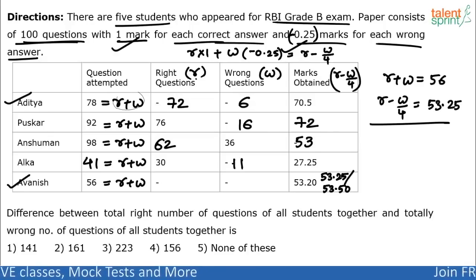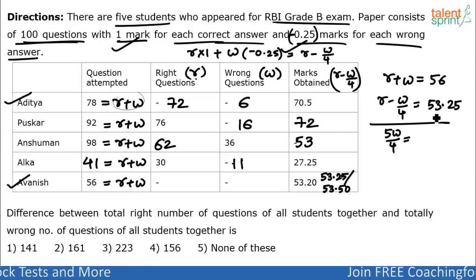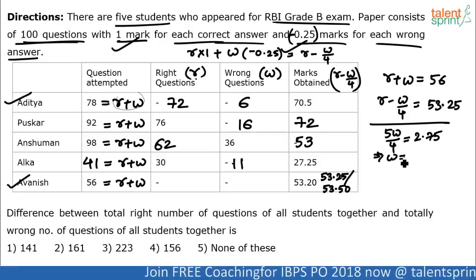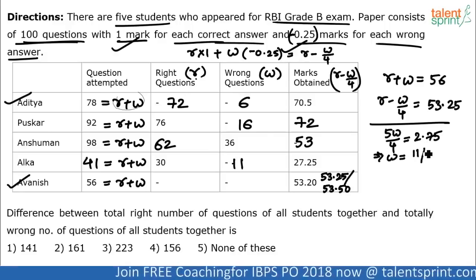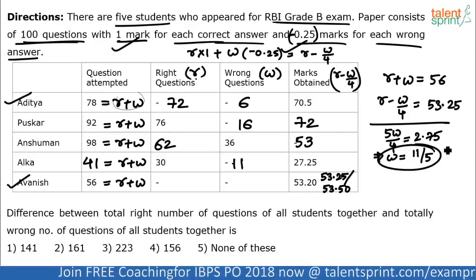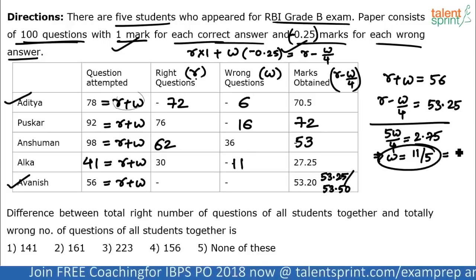So again, if I subtract the two equations, R and R gets cancelled. W plus W by 4, 5W by 4 equals 56 minus 53.25. 56 minus 53.25 is 2.75, right? You're able to follow. Now, when you solve for W, what do we get? 2.75 into 4 is 11. 11 by 5. This is the challenge.